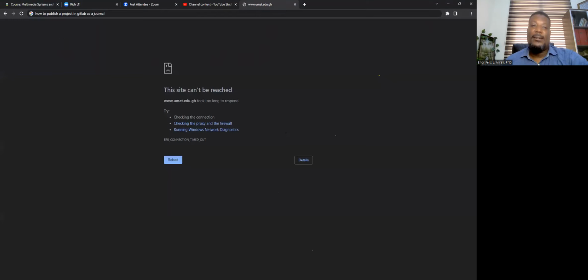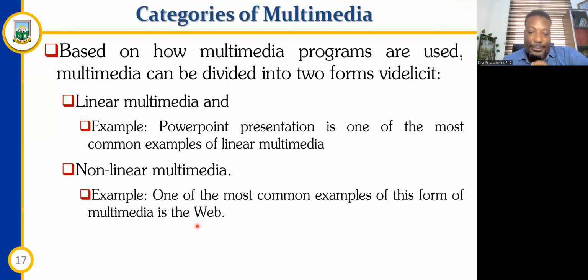So PowerPoint is an example of linear multimedia. And when we talk about non-linear multimedia, the most common ones are websites or web pages, like the one I showed you in here. All right, so we can continue.